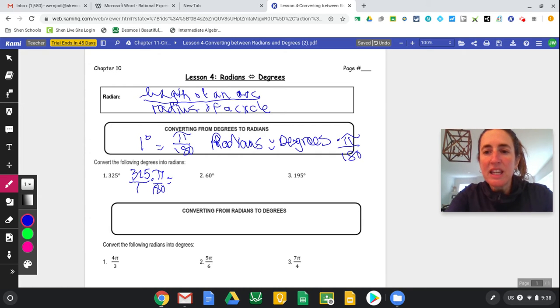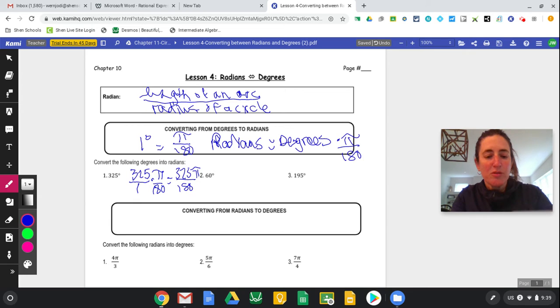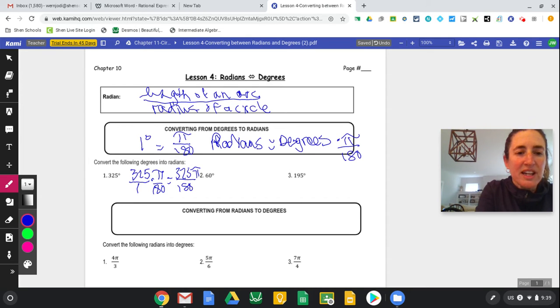Now, you could simply go through and reduce the 325 over the 180 by finding common factors, or you can write it like this first, 325 pi over 180. To make sure I get this correct, I'd type in 325 divided by 180 on my calculator, hit the math button because mine's old school, and then convert it to a fraction. And that reduces to 65 pi over 36.